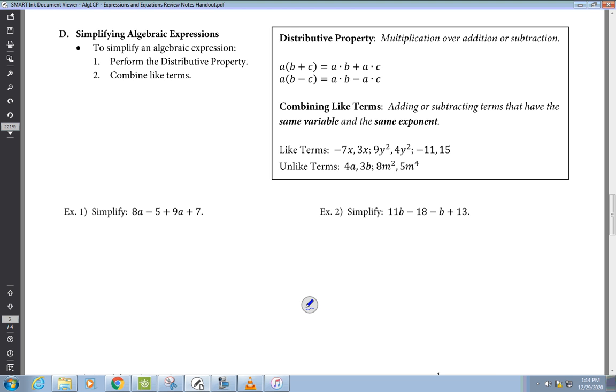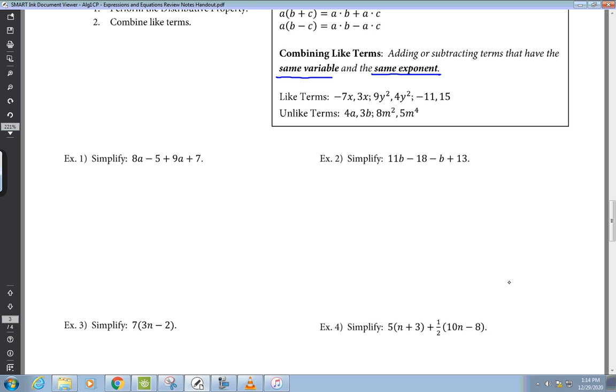Combine like terms is adding and subtracting like terms. So in order for terms to be like terms, we have to have the same variable and the same exponent. Same variable, same exponent. So let's do a couple of examples of combining like terms.